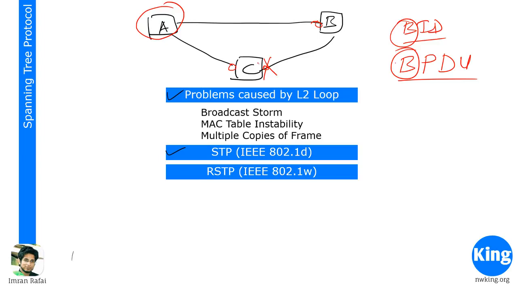And now, what is cost? Each port has a cost depending on the speed. We'll talk about it in, I think, the next slide or the slide after that, so don't worry about that. So this is how they break the loop.